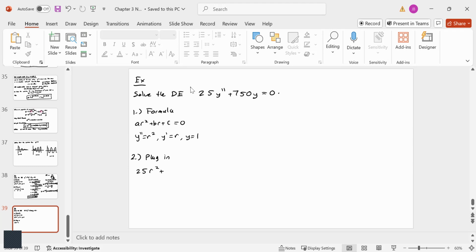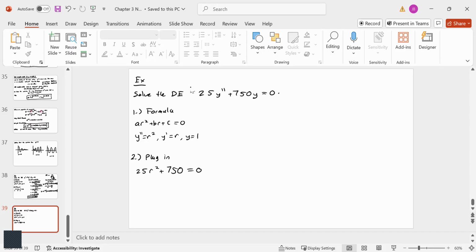Now, here's the part where people mess up. If you plug in r for y, you will not get a complex answer. You'll always get a real root. So this is one where people will completely miss the question because they put the wrong term in for y. Instead of y, they put the y prime term. So it's just 750. There's no r there.